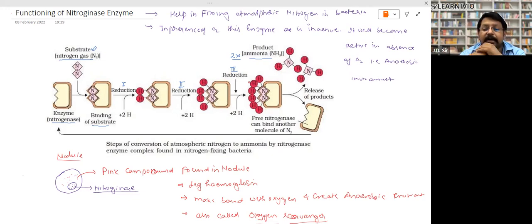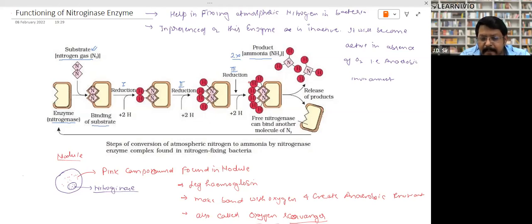But provided the nitrogenase becomes active in an anaerobic environment, that thing you have to remember. And anaerobic environment is provided by leg hemoglobin. Leg hemoglobin is like the hemoglobin which is found in our RBC. It is the same thing, like same composition, and it provides pink color to the root nodule. Is that clear or not? It's a very, very important part. Clear to all of you?